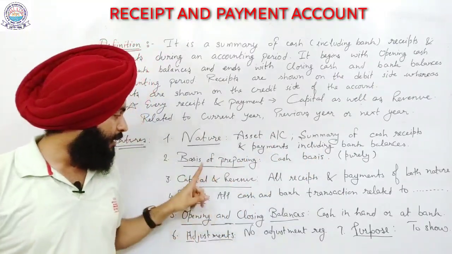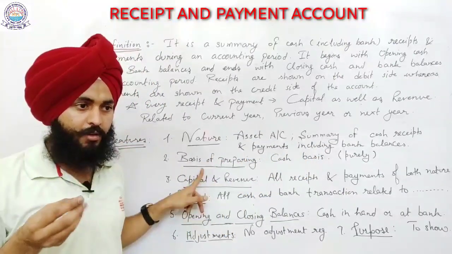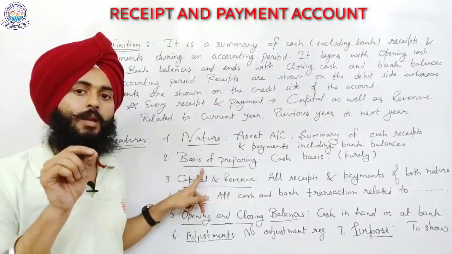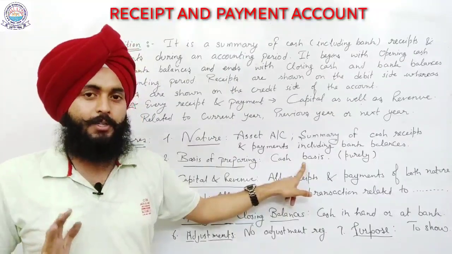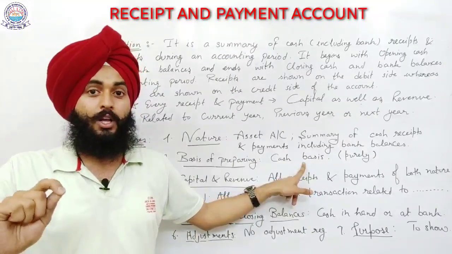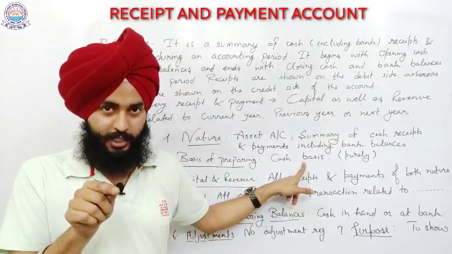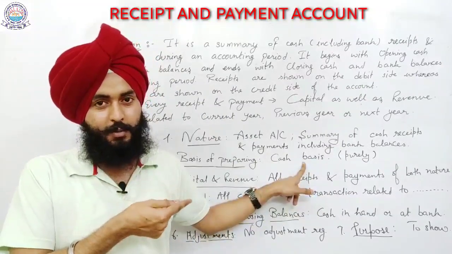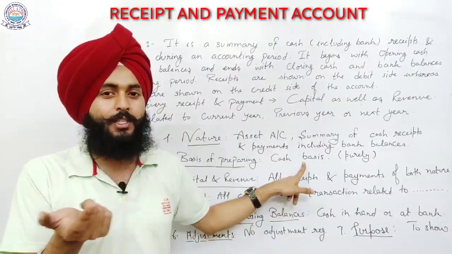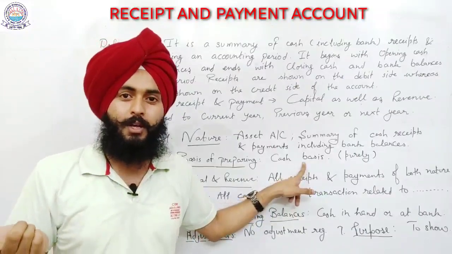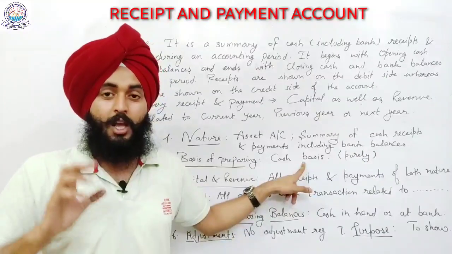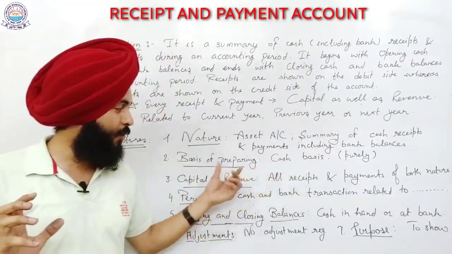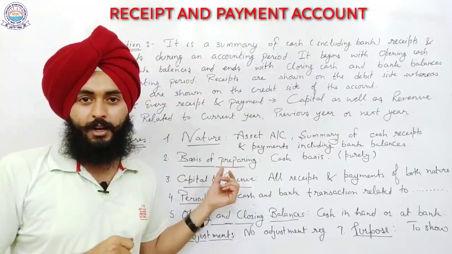ओके. सेकंड है बेसिस ऑफ प्रिपेयरिंग. व्हाट बेसिस ऑन वी आर प्रिपेयरिंग रिसीट एंड पेमेंट अकाउंट? प्योरली कैश बेसिस. वी विल नॉट रिकॉर्ड एनी काइंड ऑफ क्रेडिट ट्रांजेक्शंस in the receipt and payment account. I told you it is a cash book type, cash account type. So why do we record credit transactions? Okay, only cash transactions we record in receipt and payment account.